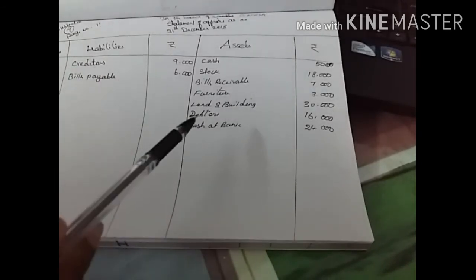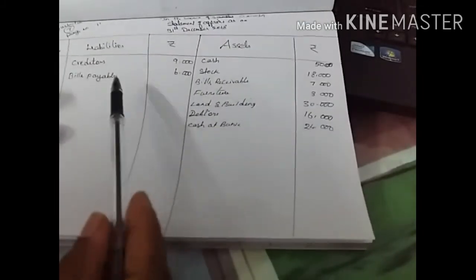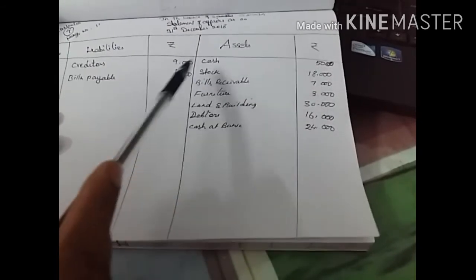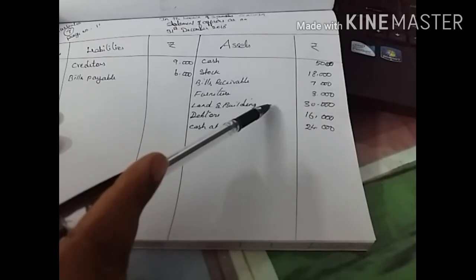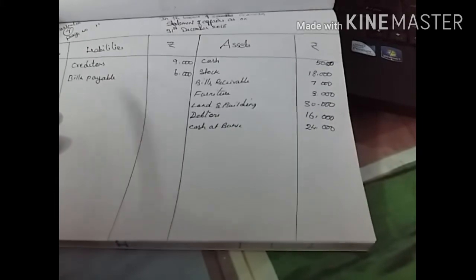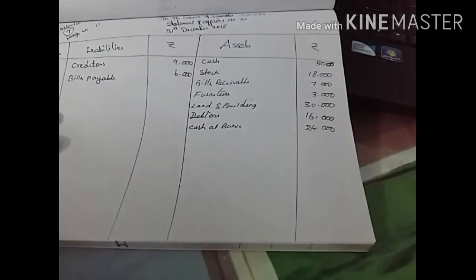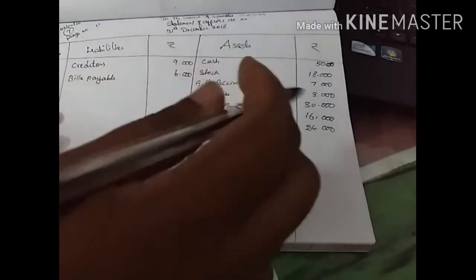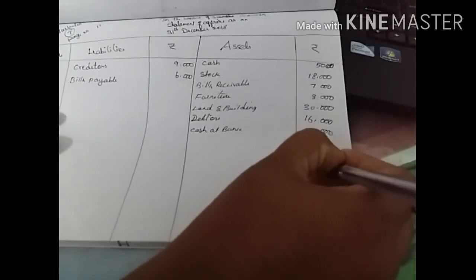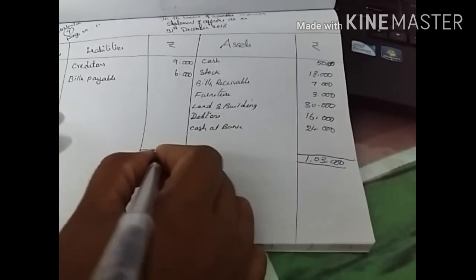So we have only 7 items in assets, 2 items in liabilities. So what are the items? Creditors 9,000, bills payable 6,000. Likewise, on the asset side, cash 5,000, stock 18,000, bills receivable 7,000, furniture 3,000, land and building 30,000, debtors 16,000, cash at bank 24,000. So I have to add separately, liabilities separately and assets separately. If I add the assets, I get 1,03,000. So on both sides, you have to write the same, in parallel lines.